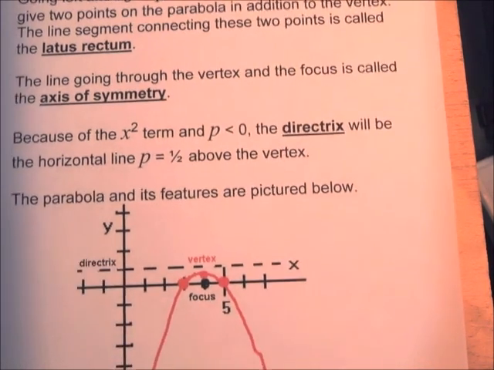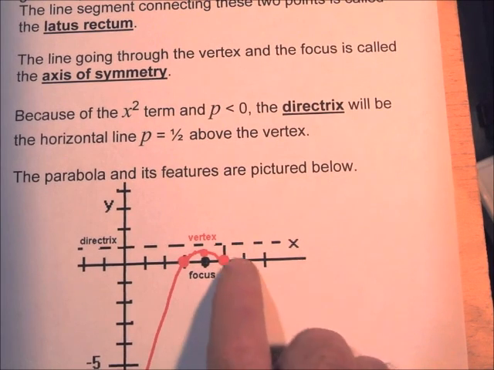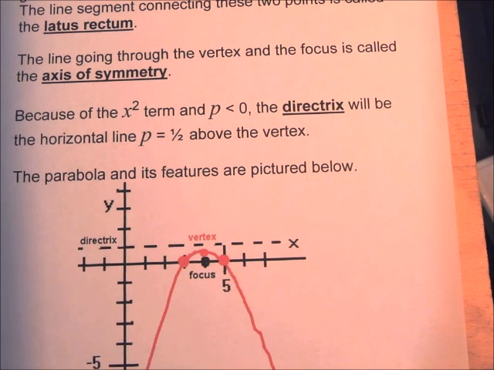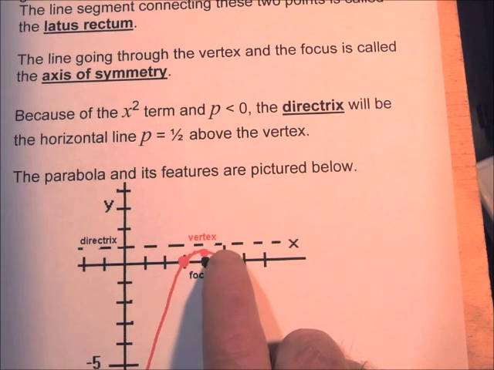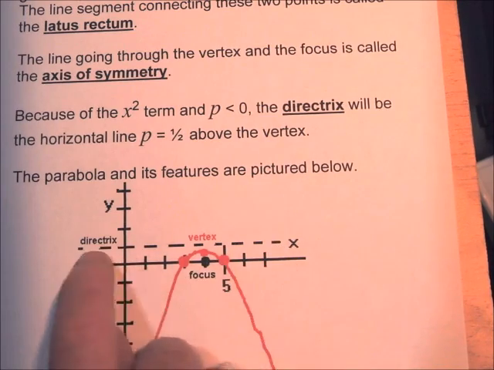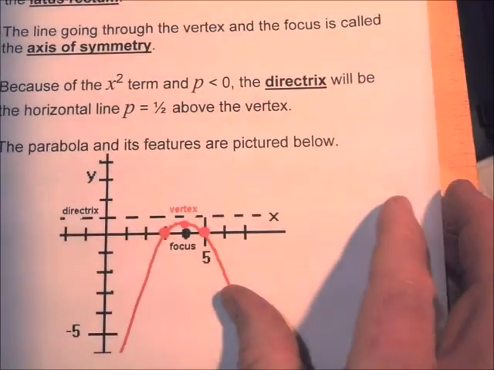And then we can sketch the graph. So the vertex is in red, the 2 additional points are in red, so connect the dots, and the focus is in black. There's another feature of the parabola called the directrix, and because p is less than 0, the directrix is going to be above the vertex. So this is a dotted line here. It's going to be 1 half above the vertex.